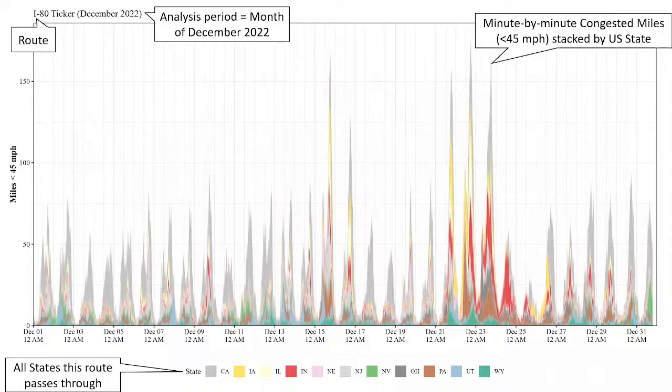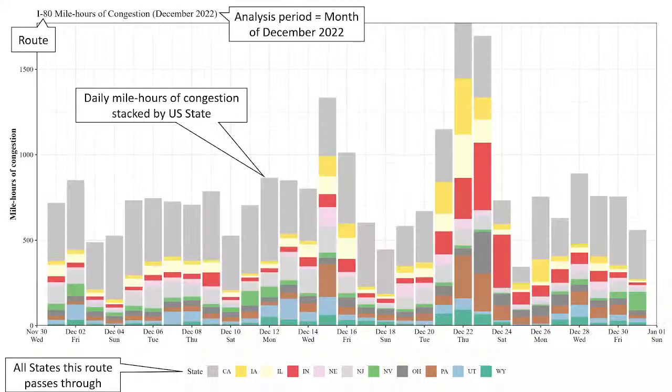Cross-country. So the earlier graphic I showed was for the entire interstate system. Now if you're only interested in I-80 or I-70, let's say, this is a condensed version of the same. So this shows I-80 and all the states it passes through, and a minute-by-minute count of how many miles were congested. So at its peak, if you see over here, almost 160 miles of I-80 were congested at the peak of the winter storm, and again, the states that were most affected by it.